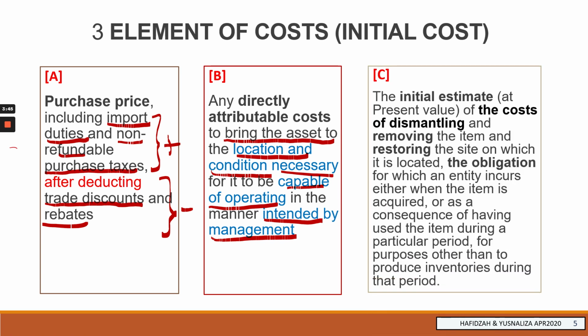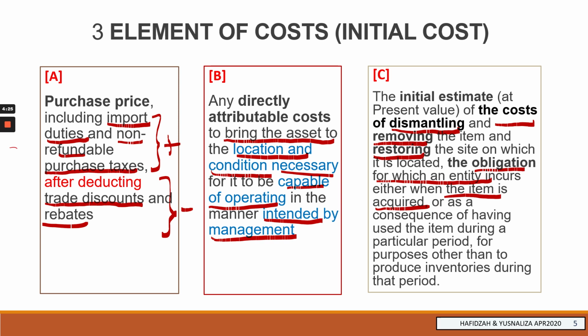The third one, which is not really the focus of this discussion here, is the initial estimates. This will be covered later in a more advanced level of MFRS 116. But the element of cost will also include initial estimates of the cost of dismantling, removing or restoring the site on which the asset is located, where the obligation of the reporting entity is incurred on the date the item is acquired.